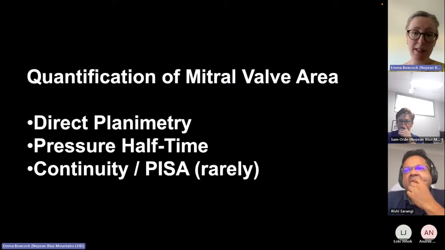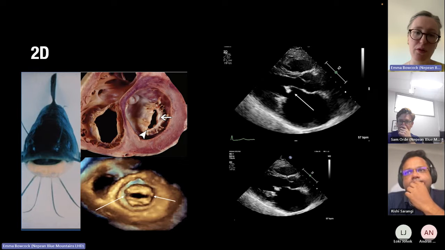So the main methods that we use for quantifying the mitral valve area are going to be direct planimetry, pressure half time, and then very rarely, because it's quite hard to do and there are lots of pitfalls and measurement errors, the continuity equation and PISA. So we'll talk through some of that.